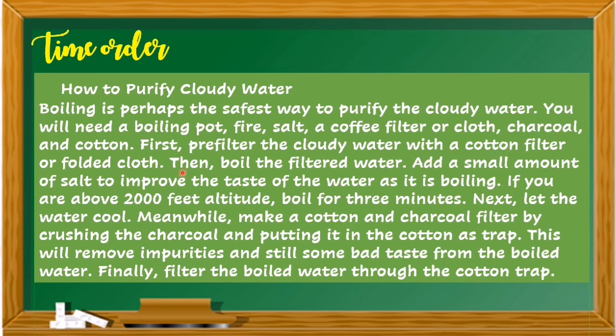Then, this is again a signal word. Then, boil the filtered water, add a small amount of salt to improve the taste of the water as it is boiling. If you are above 2,000 feet altitude, boil for 3 minutes. Next, this is also a signal word for time order. Next, let the water cool. Meanwhile, make a cotton and charcoal filter by crushing the charcoal and putting it in the cotton as straw. This will remove impurities and some bad taste from the boiled water.